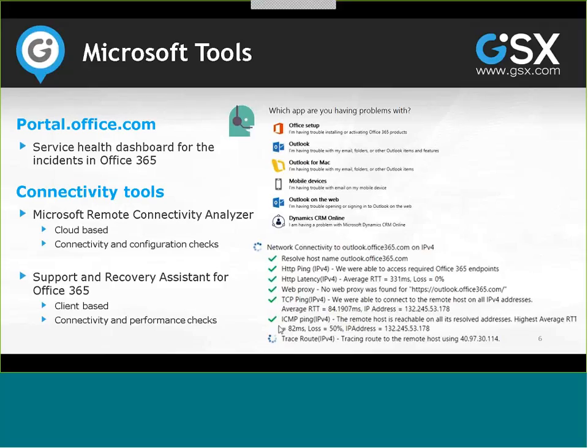There's also the Support and Recovery Assistant for Office 365. This is a client-based solution, so you would actually download a little program or applet on a client machine at the network location and do some connectivity and performance checks like that. So the RCA would be a cloud-based solution that would be in your browser, just doing general type checks from the cloud, whereas the Support and Recovery Assistant is going to be a client-based solution that's going to really look at what it looks like at the end user, the endpoint that the customer is experiencing, or the user experiencing your service from.